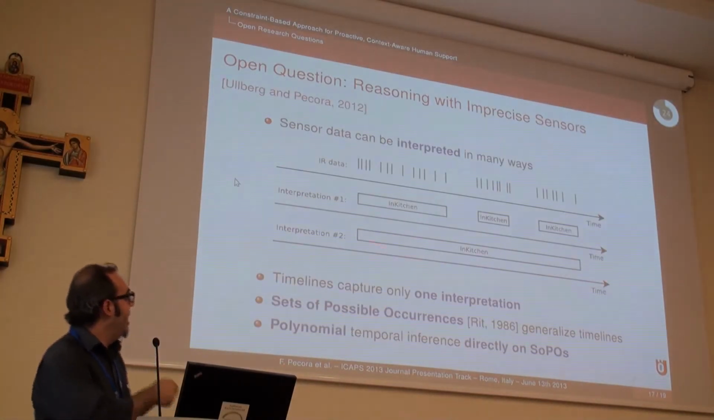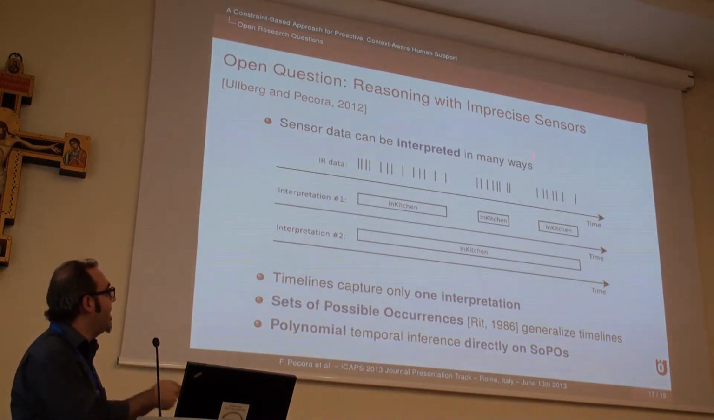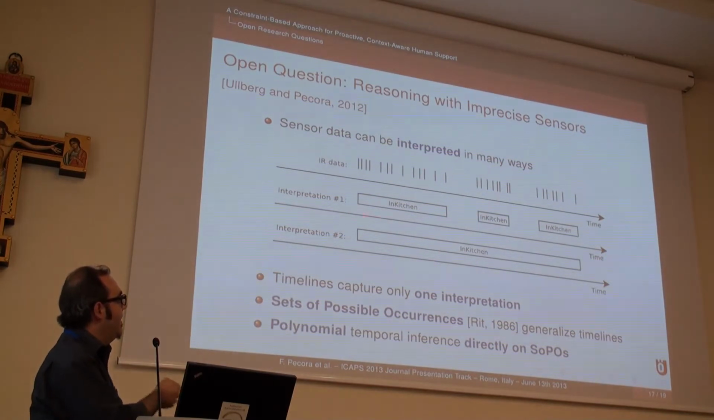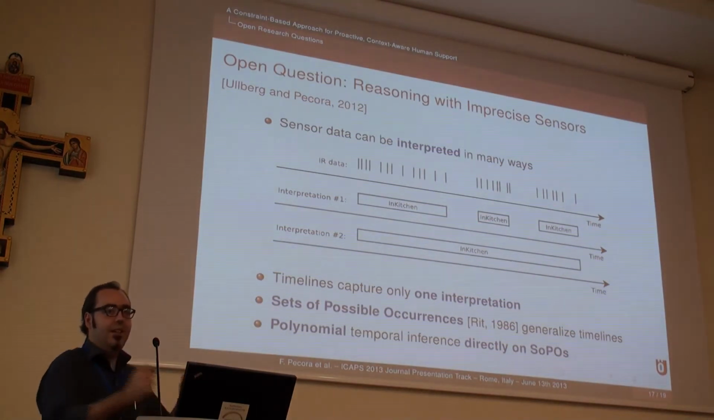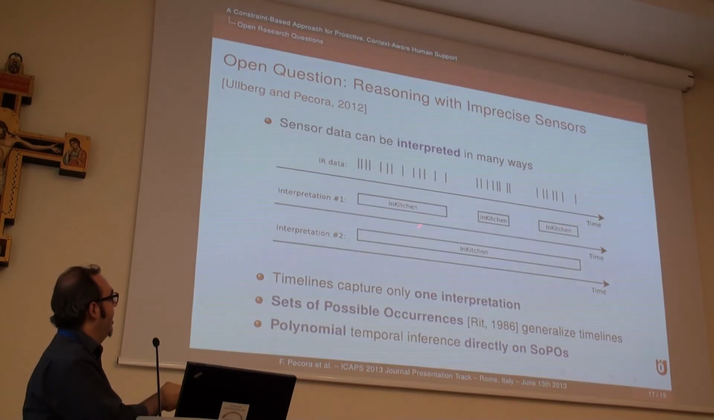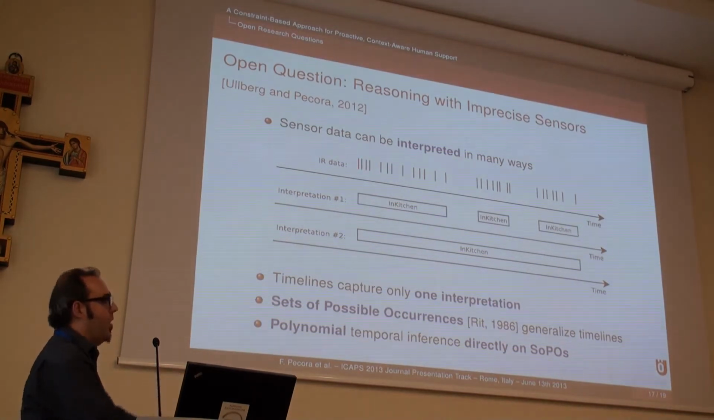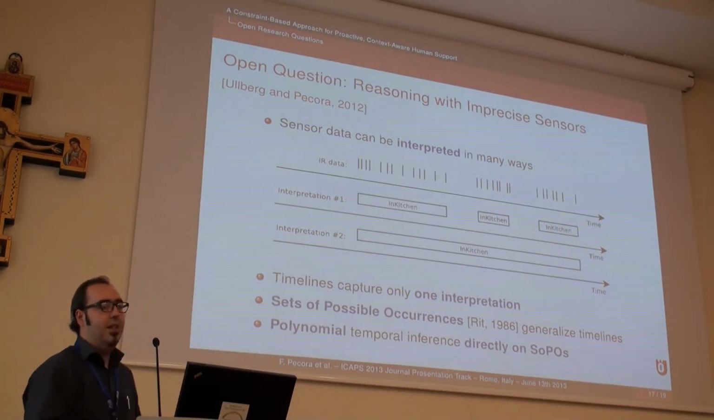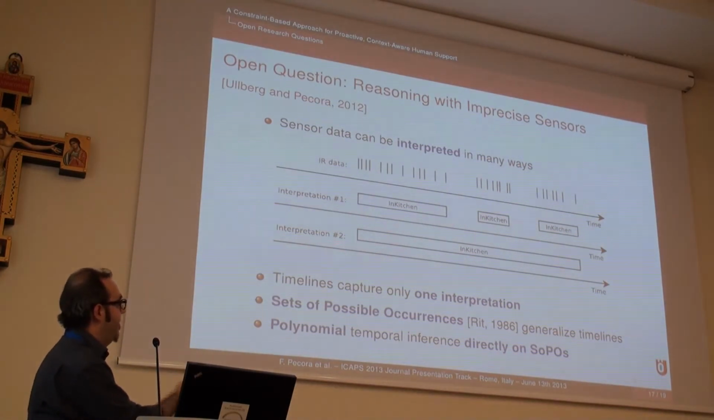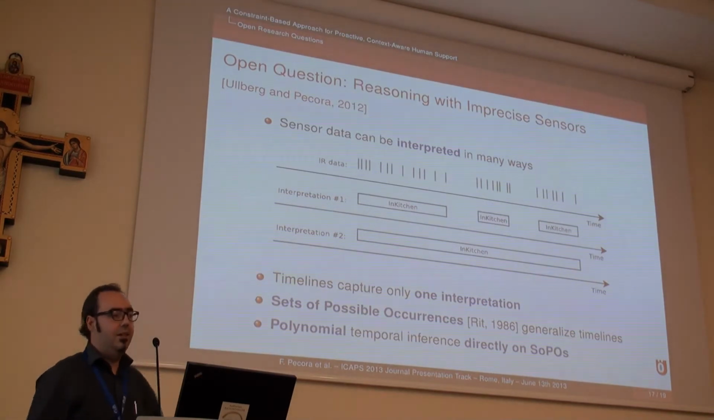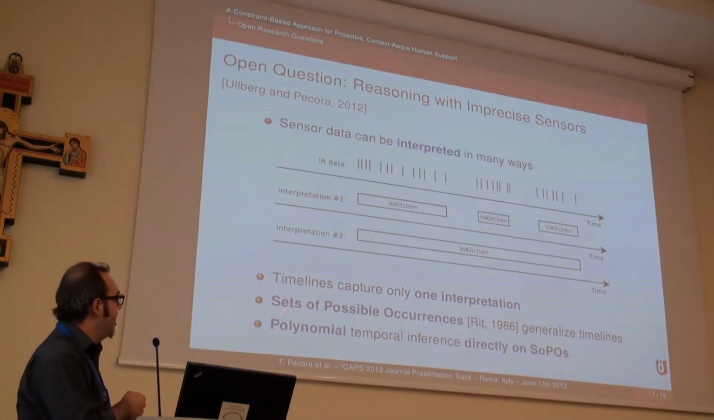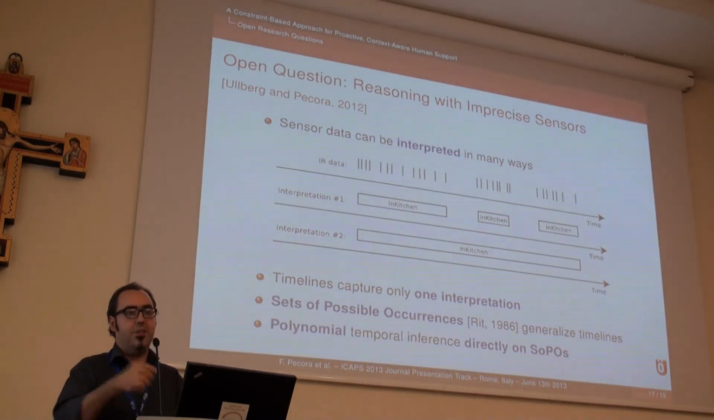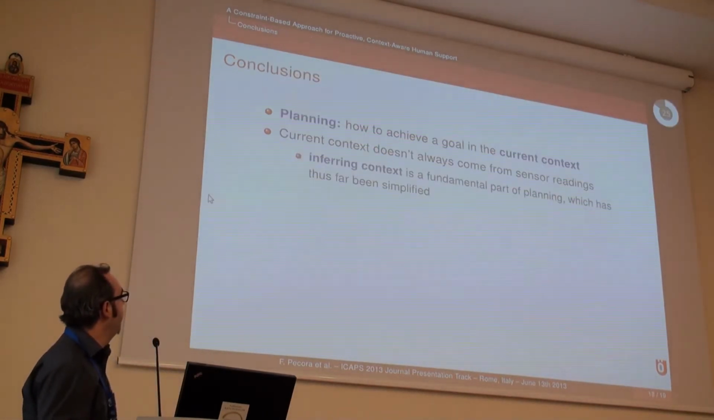And then finally, sensor data may be interpreted in many ways. We tend to think in timeline-based planning that sensors are these nice blocks of sensor readings, but they're not really, because infrared data may tell you on, off, on, off, on, off while you're in a room, and you have to compile this into an interval. Maybe this is one interpretation, but maybe there's another interpretation and all the ones in between. So an interesting open problem is to do temporal inference on sets of intervals rather than on one interpretation. And we have some preliminary work there.